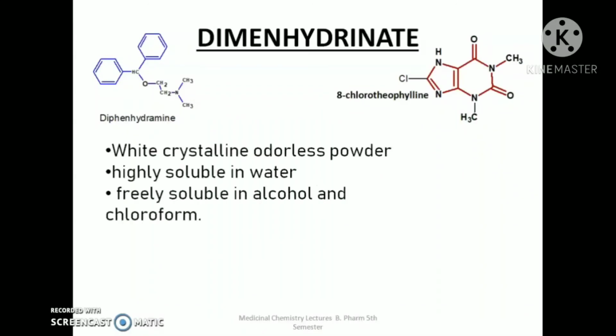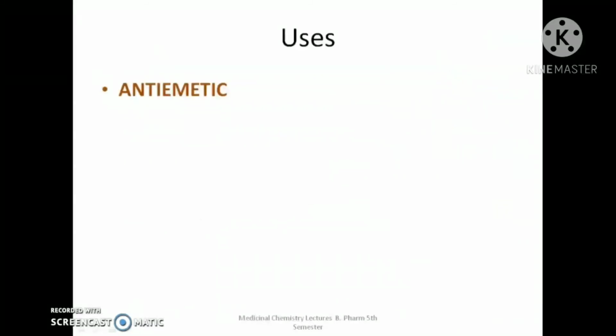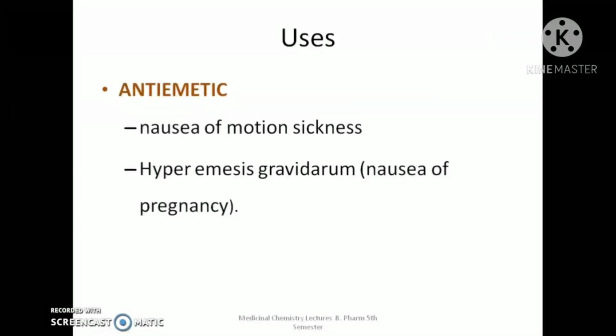Dimenhydrinate is a crystalline odorless powder. It is highly soluble in water and soluble in alcohol and chloroform. This dimenhydrinate is mainly used for its antiemetic property. It is used in motion sickness as well as in nausea associated with pregnancy, hyperemesis gravidarum. So that's all about dimenhydrinate.